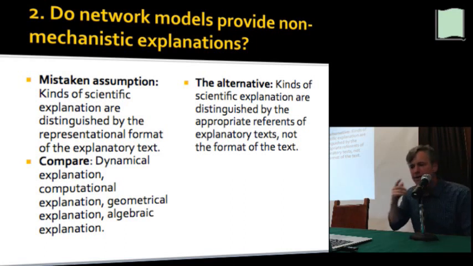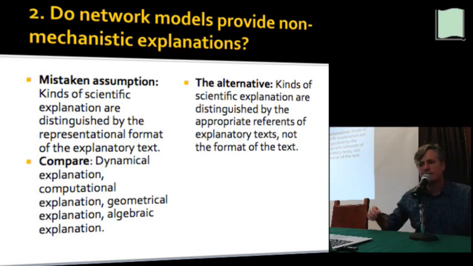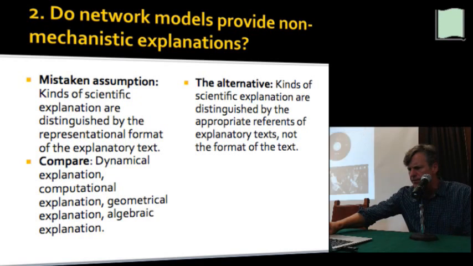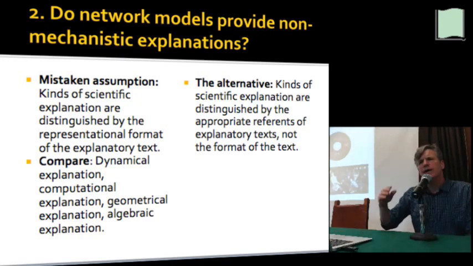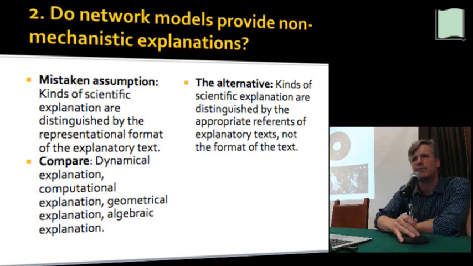It depends on what the models are being used to describe. Kinds of scientific explanation are distinguished by the appropriate reference of the explanatory text, not the format of the text itself. In other words, I think there's a kind of category mistake involved in much of contemporary philosophical work on the nature of scientific explanation, which I illustrate here with the help of the Ramones.